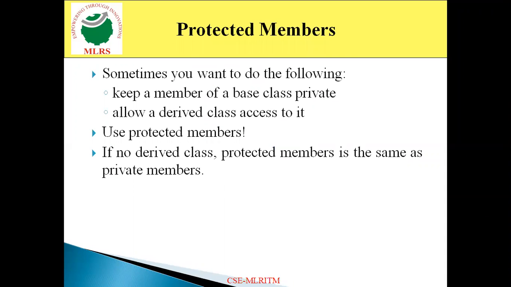Now, in some cases, it is required to keep the base class member private and still allow it to be derived in the derived class, or allow the derived class to use that member. To do that, we make use of one more kind of member, that is protected. By means of protected members, you can access what is otherwise private. If no derived class is there, then a protected member is the same as a private member. If a derived class is there, then you can access it in the form of protected. Now we'll look at how it works.